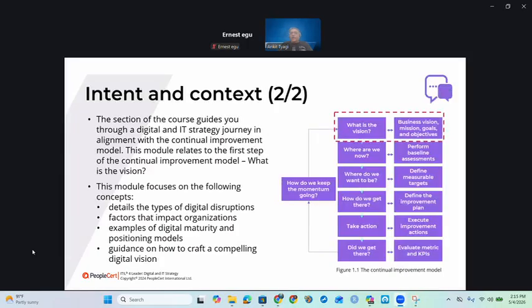This section of the course guides you through the digital and IT strategy journey in alignment with the continual improvement model. This module relates to the first step of the continual improvement model. What is the vision? It focuses on the following concepts: details and the type of digital disruption, factors that impact organizations, examples of digital maturity and positioning tools, and guidance on how to craft a compelling digital vision. So, of course, how we actually go ahead and create that vision considering different aspects is what we look at.